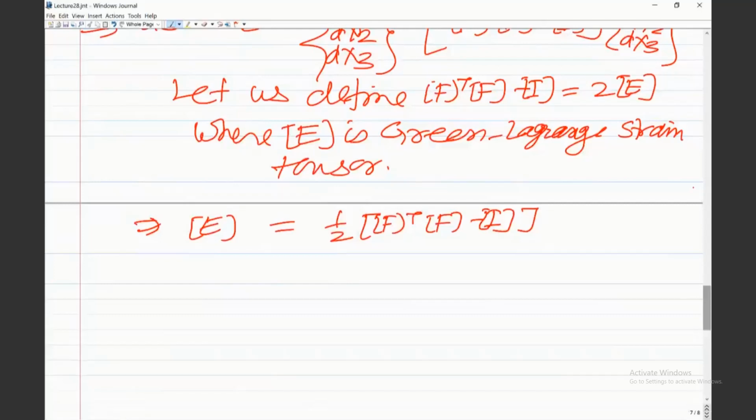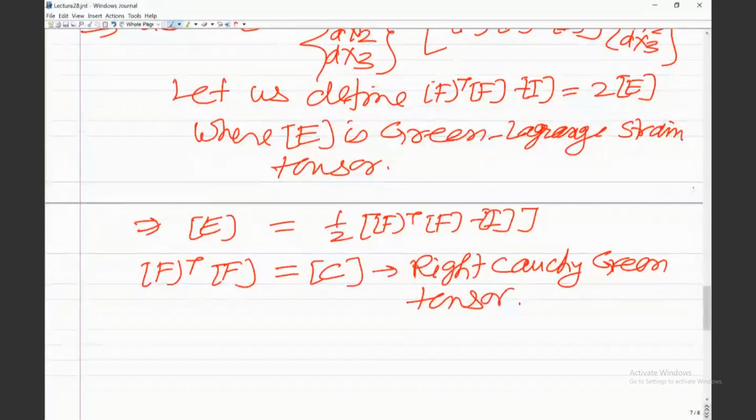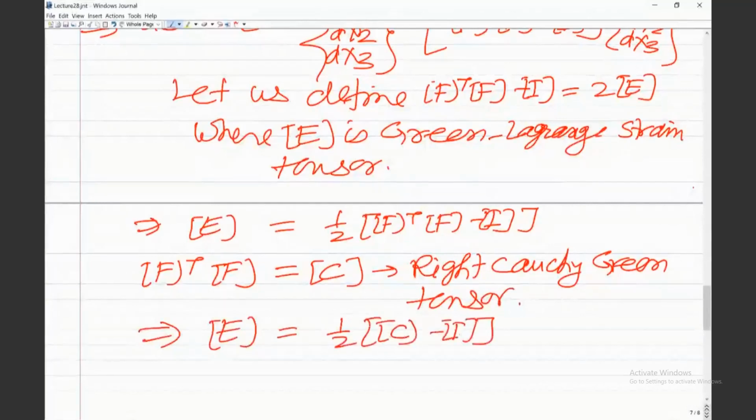We also have another quantity called the right Cauchy-Green tensor. This F transpose into F is defined as another second order tensor C, and this C is referred to as the right Cauchy-Green tensor. So you can see that E and C can be related: E will be half of C minus I. That's the relationship between E and C.